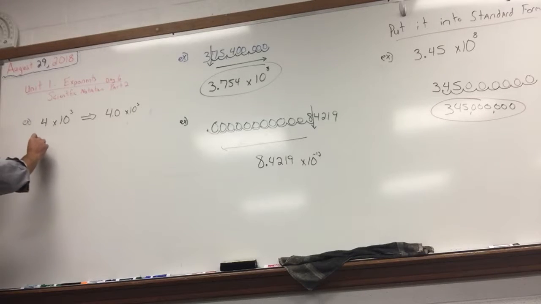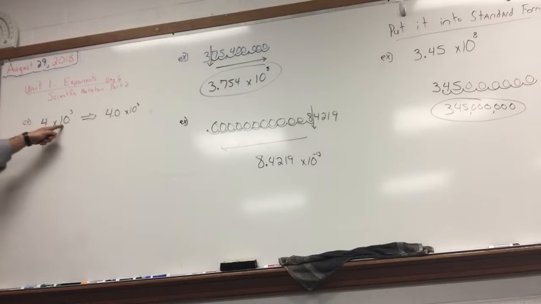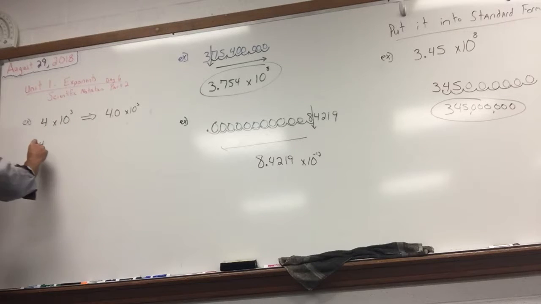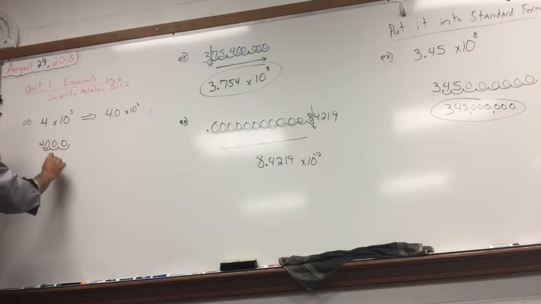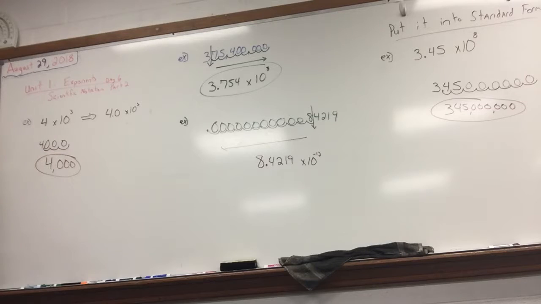So when I rewrite this, I put my light little line, right? Because we don't necessarily need that to be big. Times 10 to the third. Third, positive, to the right. One bunny hop, two bunny hops, three bunny hops. 1, 2, 3. Gives me 4,000. No troubles, right? Pretty easy.